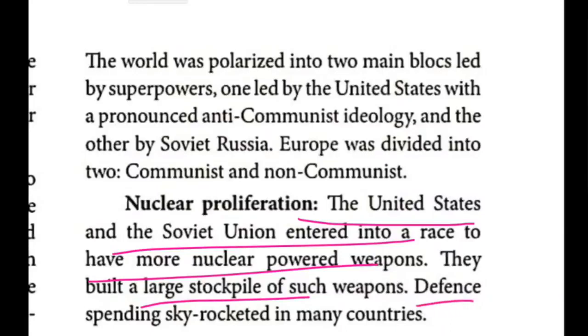Defense spending skyrocketed. What is the meaning of skyrocketed? They spent a huge amount of money on defense. Okay, so that's the thing.